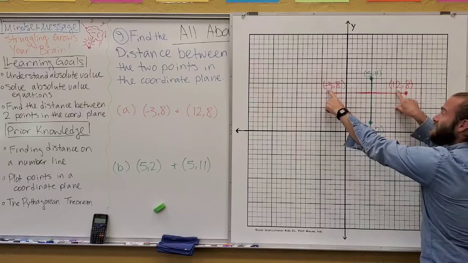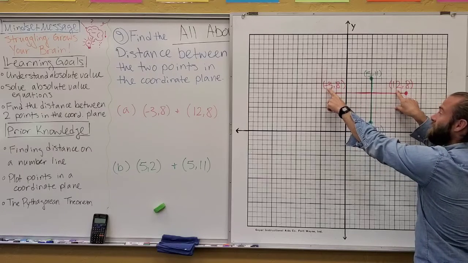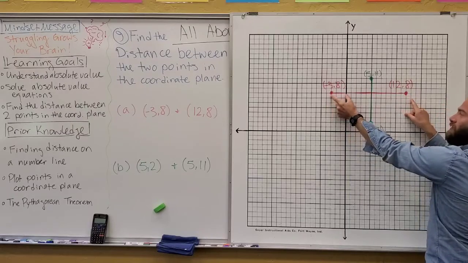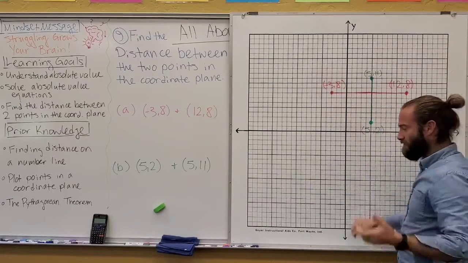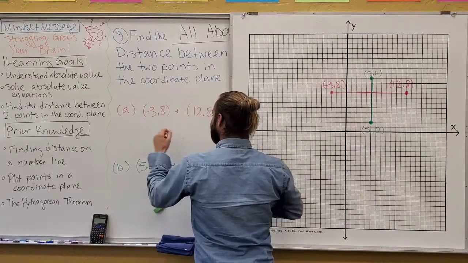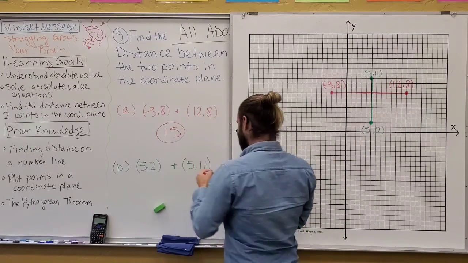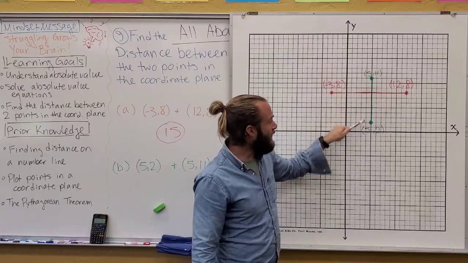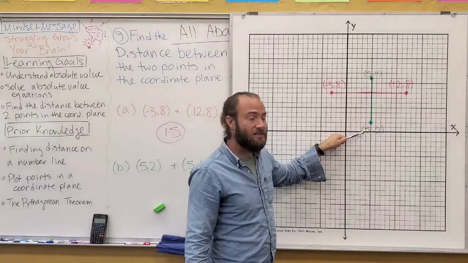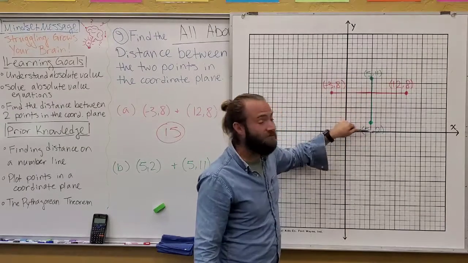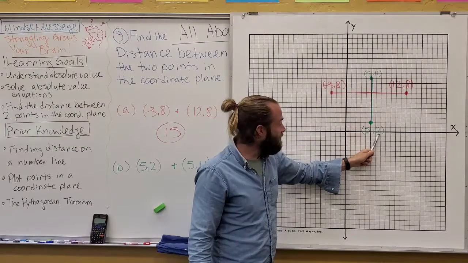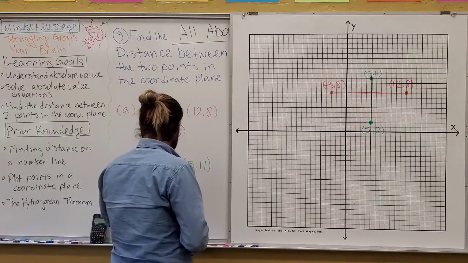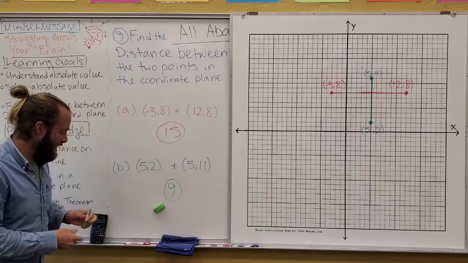You can look at the distance of the x coordinate from -3 to 12. Well, how far is -3 from 12? 3 and 12 make 15. So you can see this is a distance of 15. And similarly, these share an x coordinate, so the distance is easy to just count because they're vertical with each other. And from 2 up to 11 has a distance of 9. So these have a distance of 15 and 9.